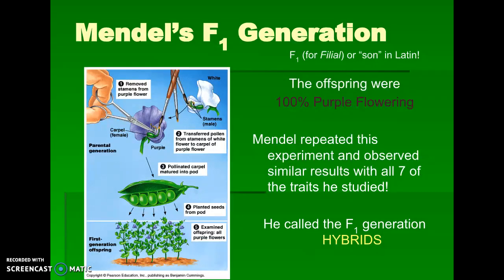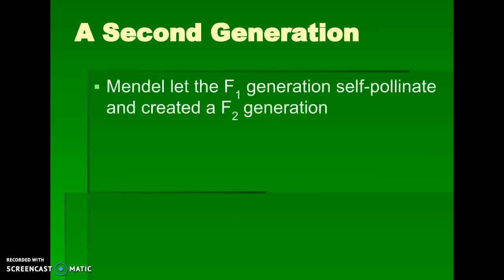Even though they were expressing one, he was curious to see what would happen after he took the F1 generation and crossed them. So let's take a look at that with our second generation. Mendel let the F1 generation self-pollinate. In other words, he didn't cut off the stamens. All right, they just pollinated and did their own thing to create an F2 generation.